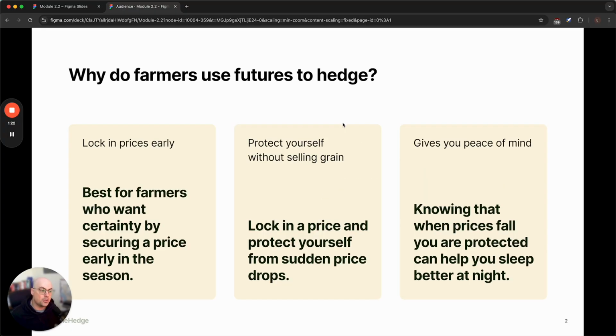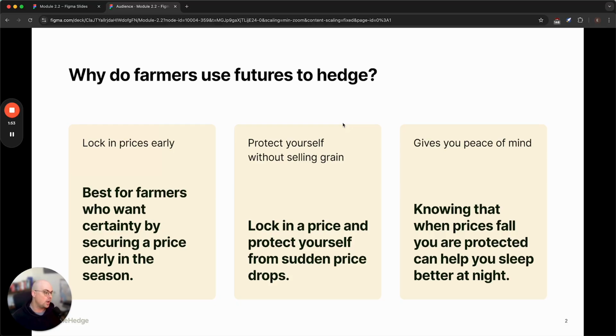So why do farmers use futures to hedge versus options? One difference or similarity: you can lock in your prices early with futures. Oftentimes with futures, there's more liquidity in the market. Liquidity means there's lots of buyers and sellers in the markets. You can easily transact, so you can lock in your prices early. So it's best for farmers who want certainty by securing a price early in the season.